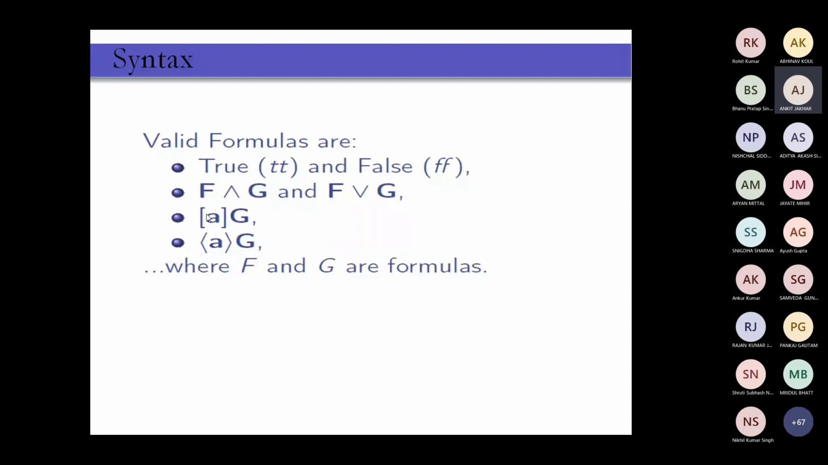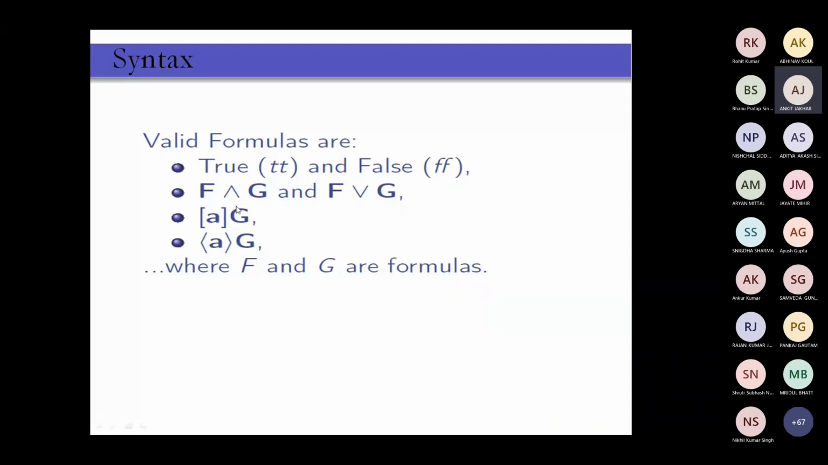Here, the box modality is written in square brackets, and in angle brackets it is the diamond modality. In the box, you can write any action, like we had action 2P, action 1P, action big, action little, and the action request in the case of the proxy. In this way, we are supposed to write this formula.